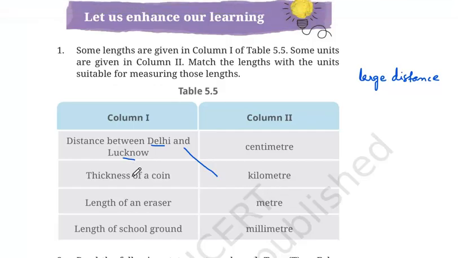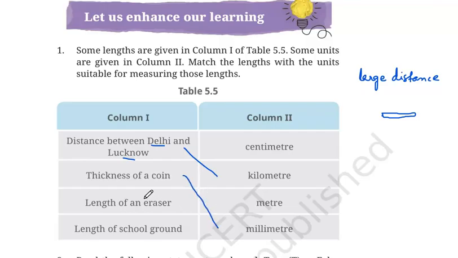The second one says thickness of a coin. Now, you all must have seen a coin. If you look at a coin, you see the thickness of a coin is very less, and measuring the thickness of a coin has to be done using the smallest unit. Here, in the table given in column 2, the smallest unit is millimeter. So we are going to measure the thickness of a coin using millimeter.